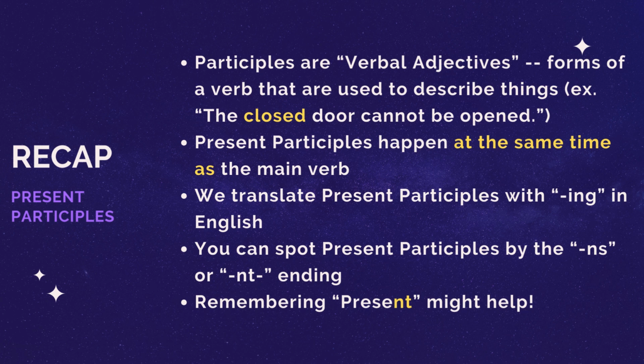We translate present participles with ing in English. We've seen that a lot. So the ing is the giveaway, and you can spot present participles pretty easily by the ns ending, which is really distinct, right? You'll know what it is, or the nt ending, which is also pretty distinct as well. And remember, the word present might help you out. If you remember that present, which is a participle, present participle, ends in nt, you'll be in a pretty good spot. Okay, so there's only so much you can learn from watching a video, but hopefully this made some sense.